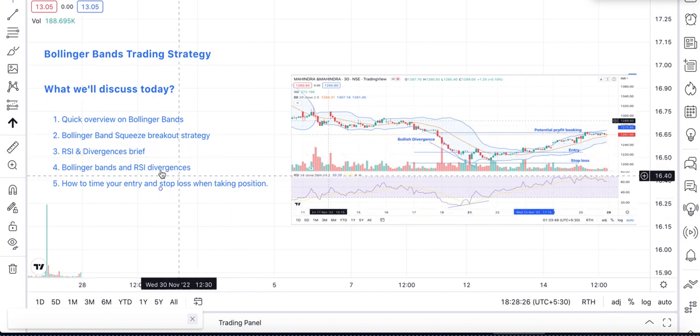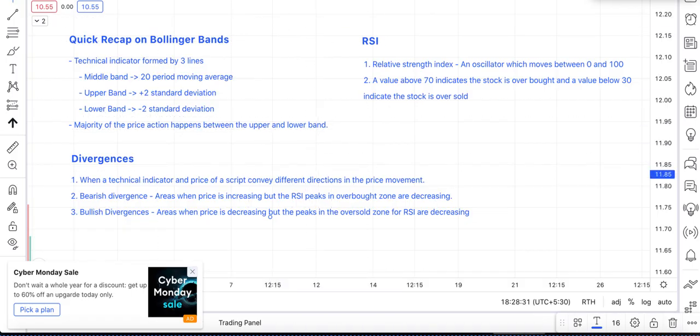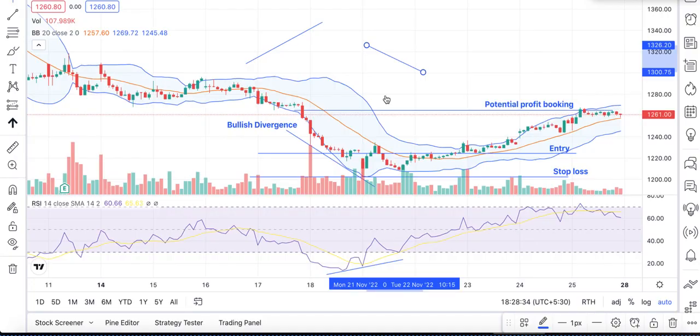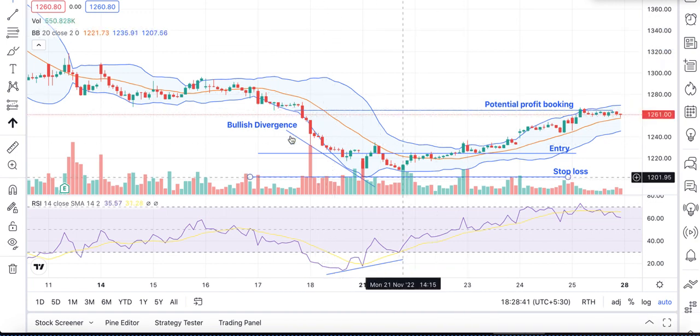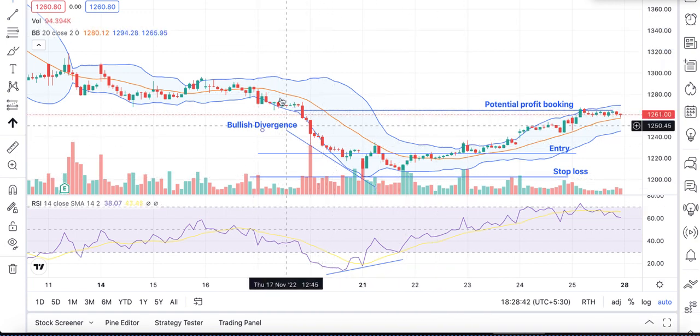So we have covered both the concepts of RSI and divergences very briefly in this video. We'll be discussing the entire trade setup for the Mahindra and Mahindra share, and we'll be discussing this in quite detail, where we'll help you see how you can identify a divergence, how you can take the trade, and where you can book your profit.